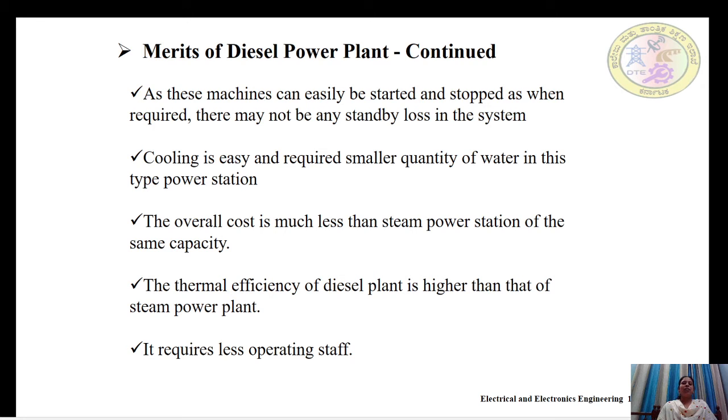It requires less operating staff. The number of people required for the operation of a diesel power plant is less.